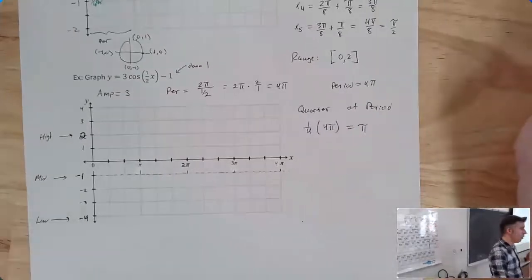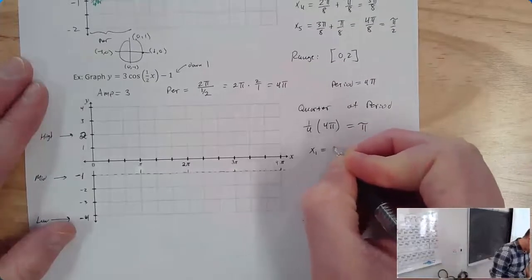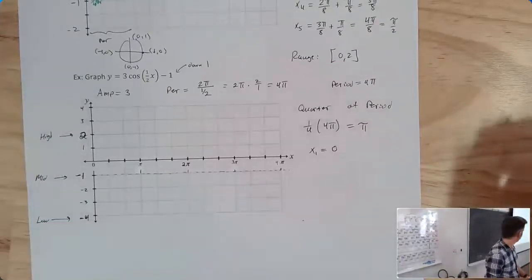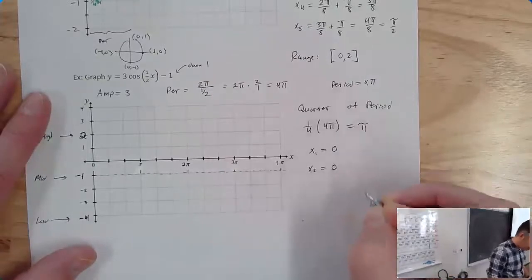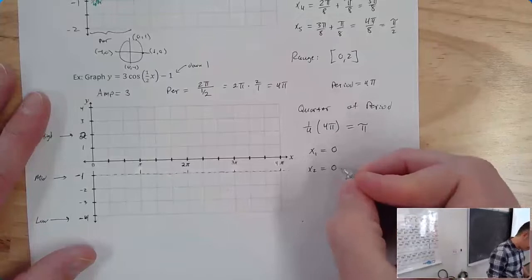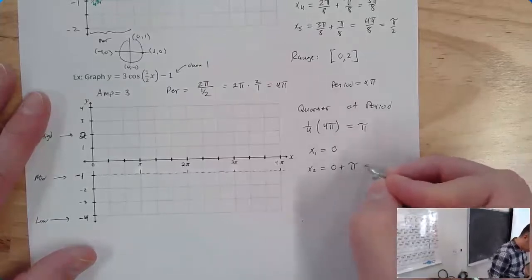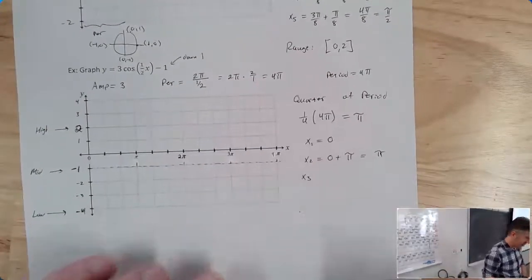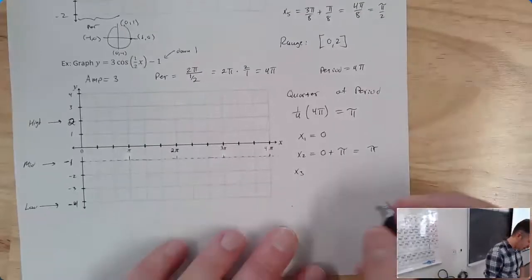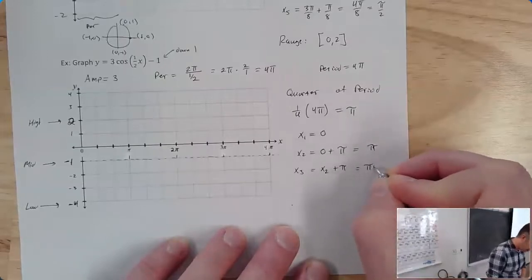We still don't have any horizontal or phase shifting, so our first important point is just 0. And then to find the next one, we're just going to take our previous one, and write that as 0 plus 1/4 of our period, which is pi. And then to find the next one, it's still the same. It's just the previous point plus 1/4 of our period, which is pi plus pi, which is 2 pi.